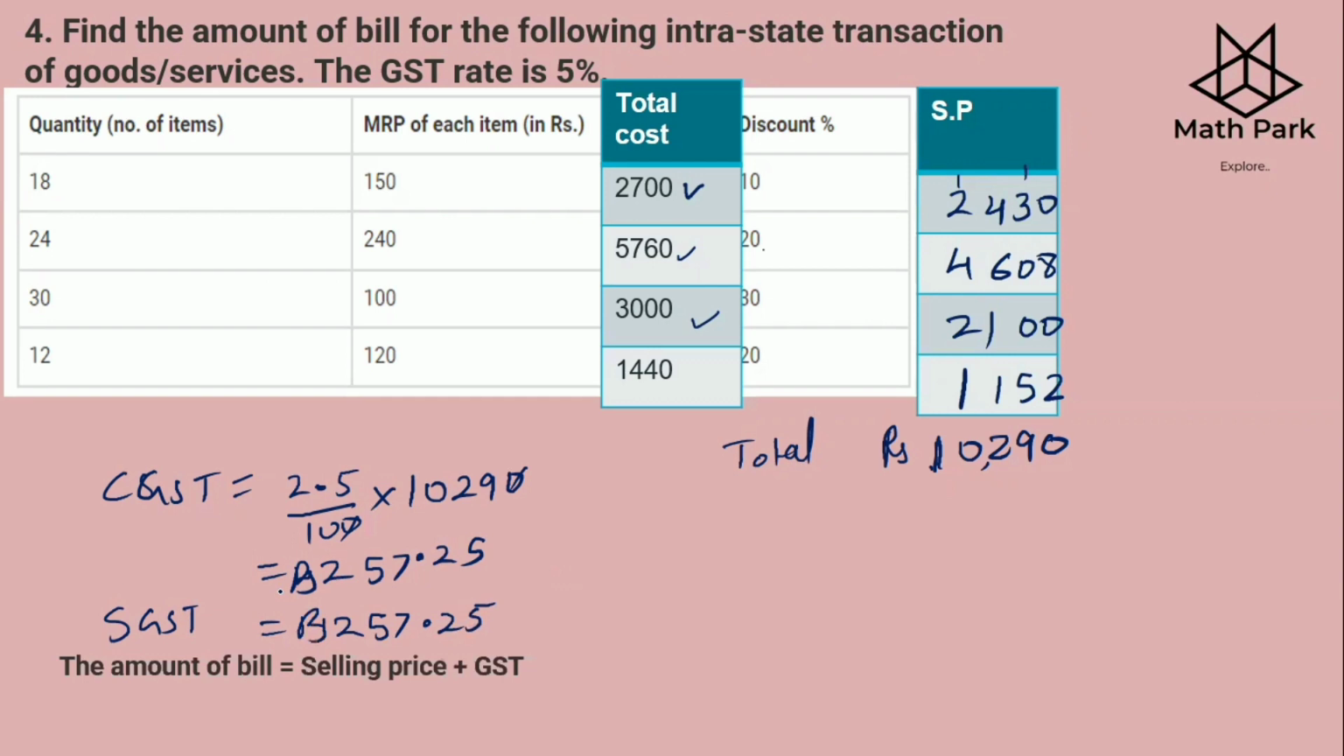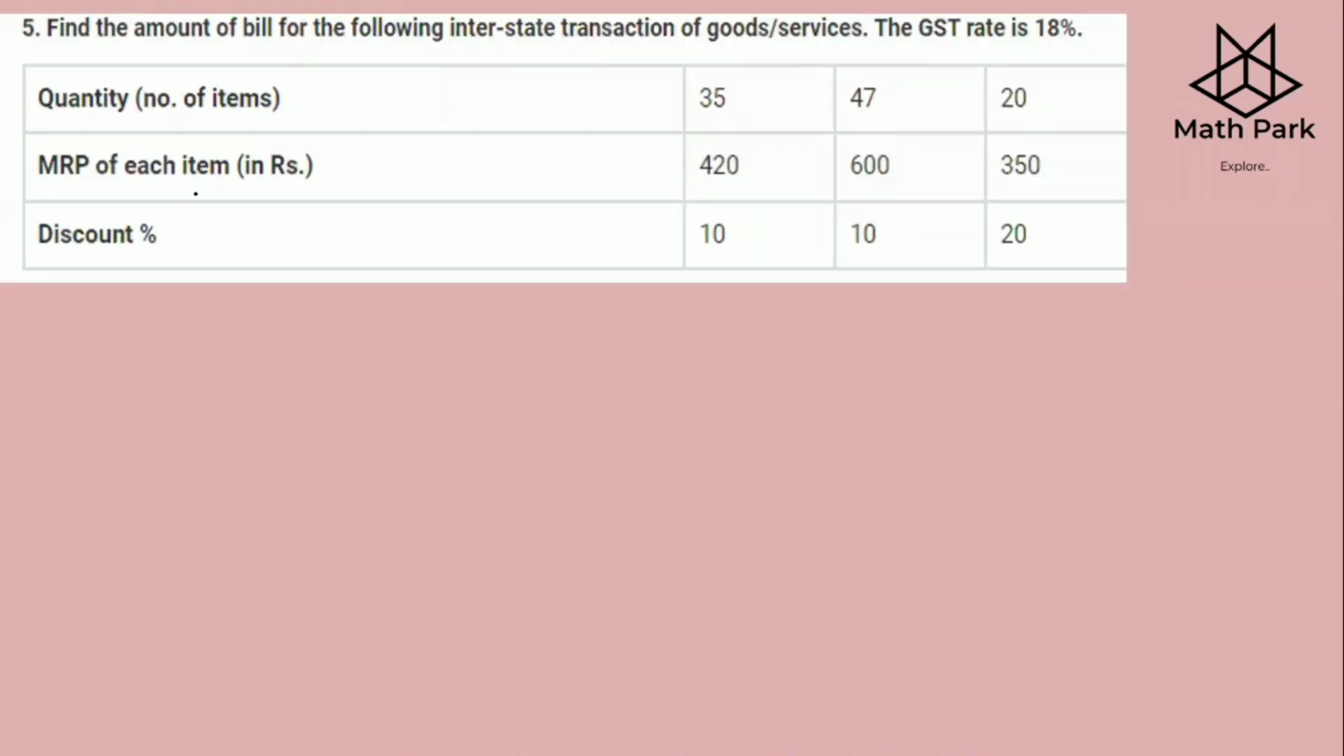And the amount of bill is selling price plus GST, which is 10,290 plus 257.25 plus 257.25, which we get as 10,804 rupees and 50 paisa is the total bill. Got it? Question number 5. This is the last question of today's video. The other questions we are going to do in the next part.